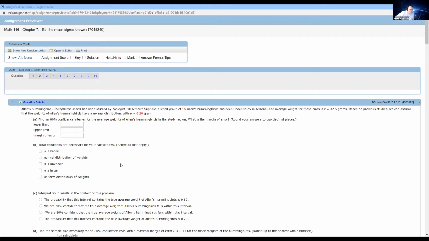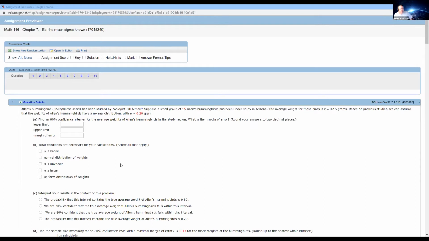Alan's hummingbird has been studied by zoologists, and suppose a small group of 15 Alan hummingbirds. So in that story, do you see they've told me n is 15? Right, so you're going to have to read a story and suck out from it the numbers you want. Now, the average weight of these birds, so x bar is 3.15 grams. Those things are tiny. You know how much 3 grams is? It's tiny, right? Now, we can assume that sigma in this case is 0.2.